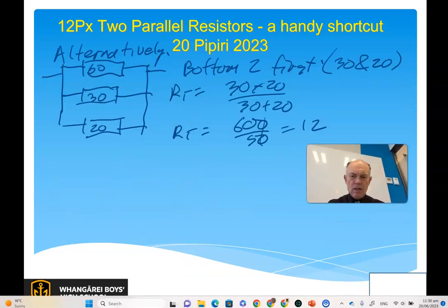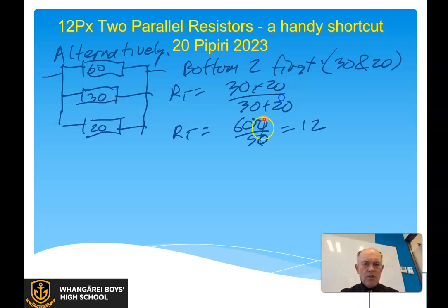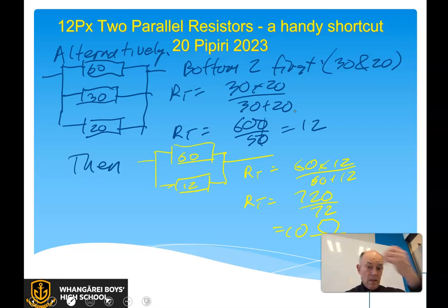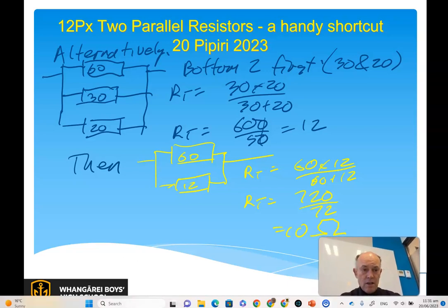We could also do the 30 and the 20 together. And we would find that we could have 30 times 20, which is 600 over 30 plus 20, which is 50. 600 over 50 is 12. And that's going to give us 12 ohms for the bottom. Then we could do the 60 and the 12 together. 60 times 12 over 60 plus 12 is 720 over 72, which is 10, and that is also the final answer. So that's kind of cool. You can do the 2 that way.